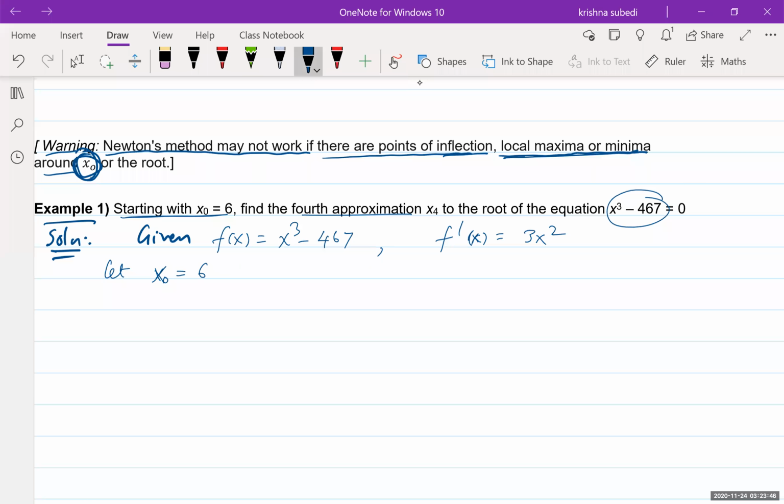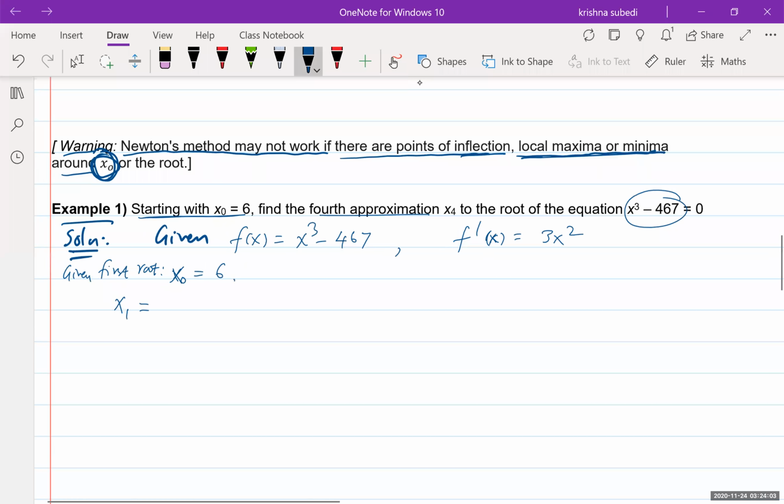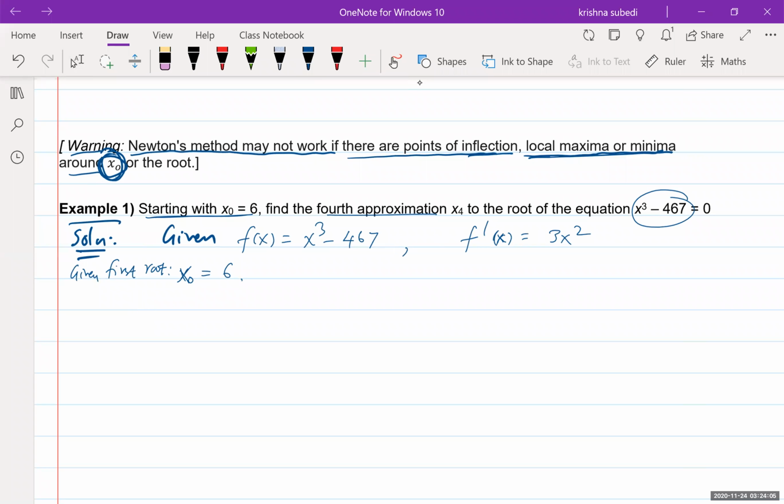So let us find x1 according to the formula. Let me just write the formula. This is my first root, or maybe you can write given first root, or first 0 is this. Now let us find the second root, or second solution, or second 0 represented by x1, and we know the formula.